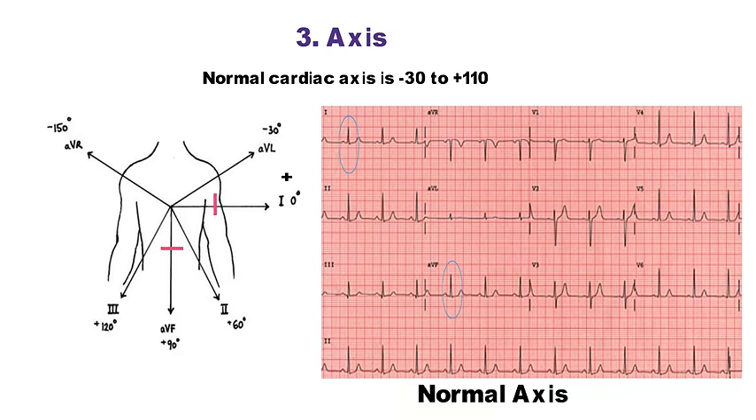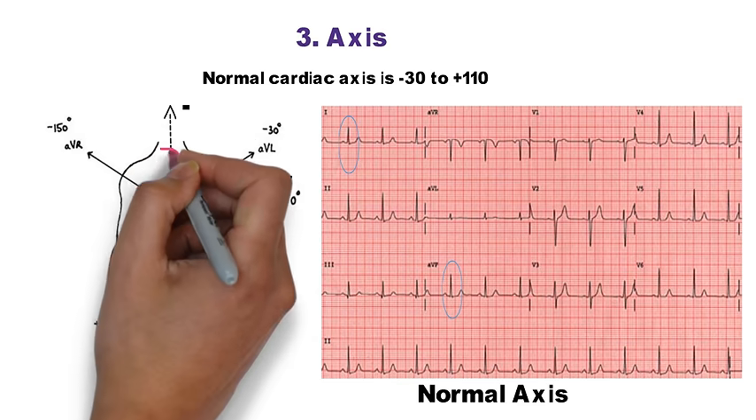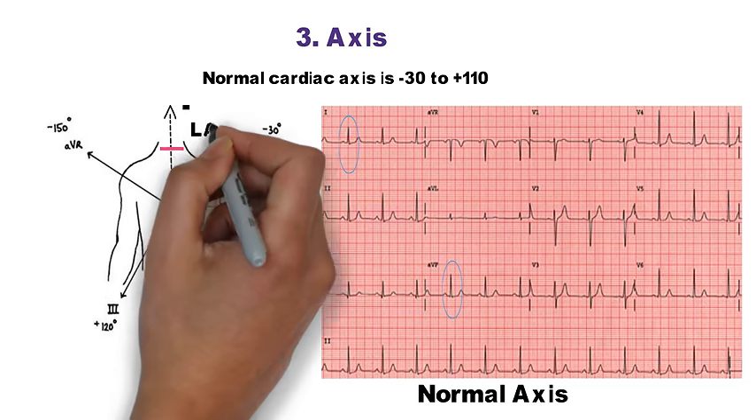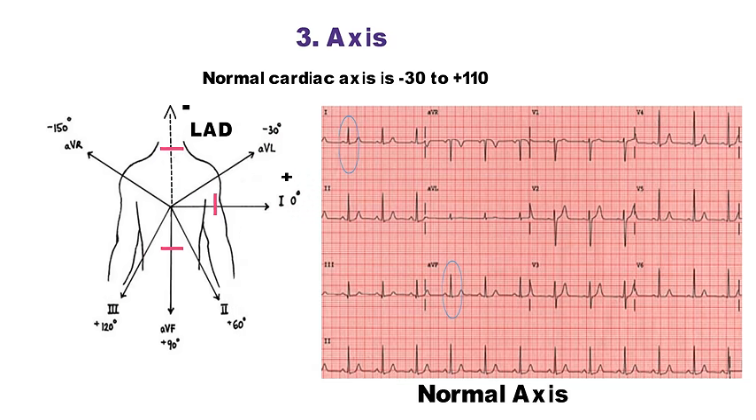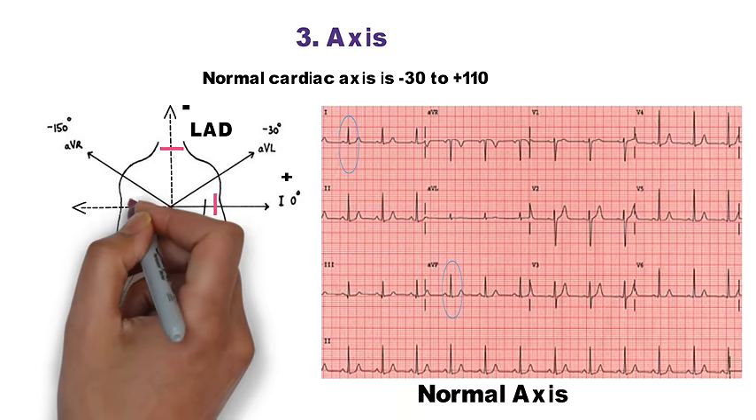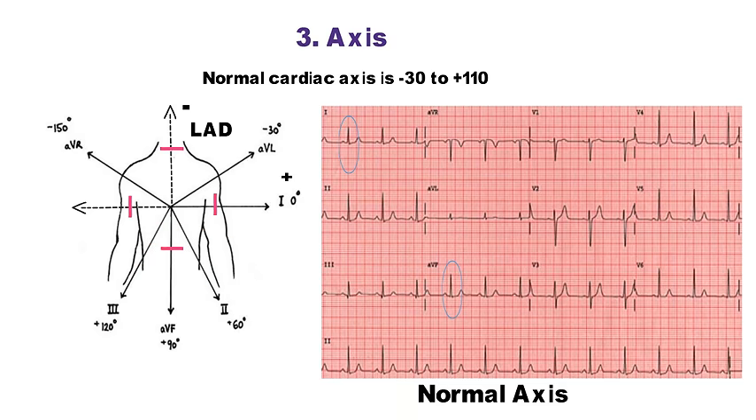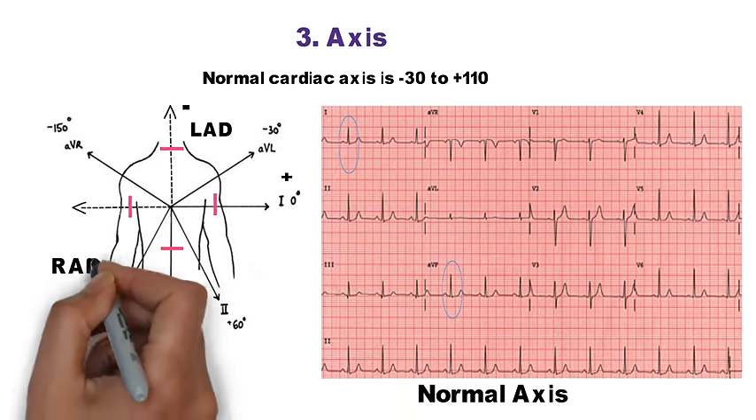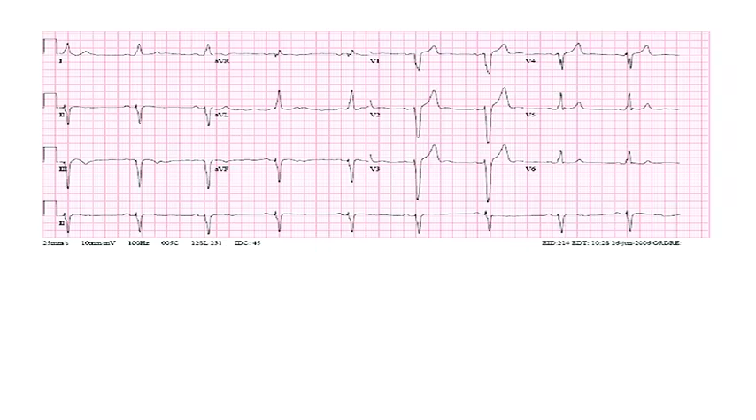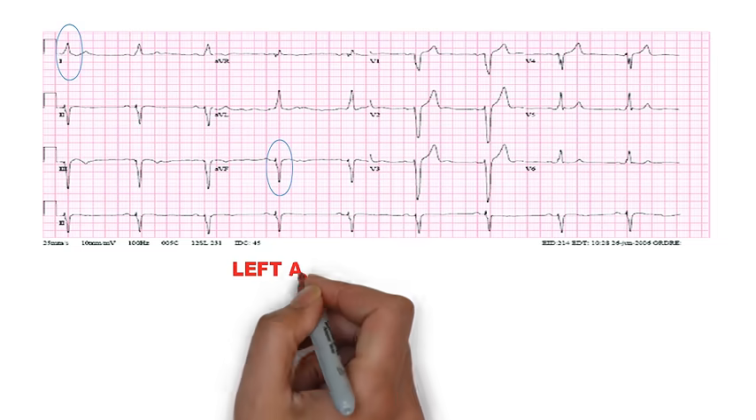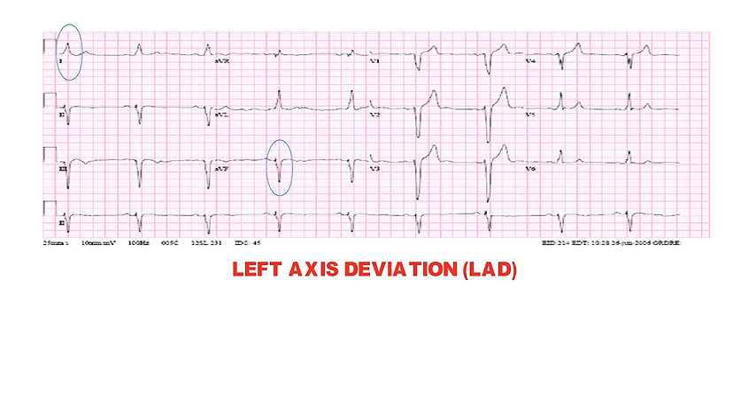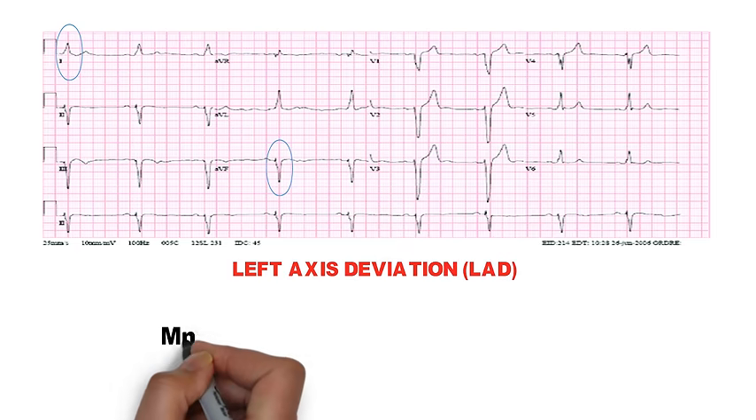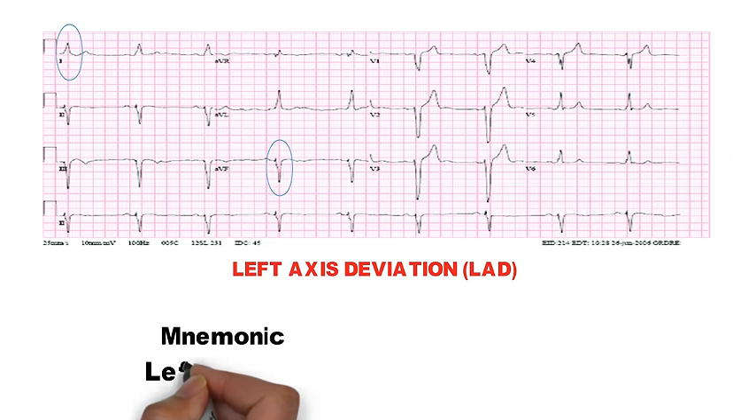And if net QRS is positive in lead 1 and negative in AVF, the net vector will be in left axis deviation range. Lead 2 will also be negative in left axis deviation. And if net QRS is negative in lead 1 and positive in AVF, the net vector will be in right axis deviation range. Now look at this ECG. Net QRS in lead 1 is positive and net QRS is negative in AVF. So this ECG is showing left axis deviation or LAD. And you can remember this by a mnemonic: left leaves.